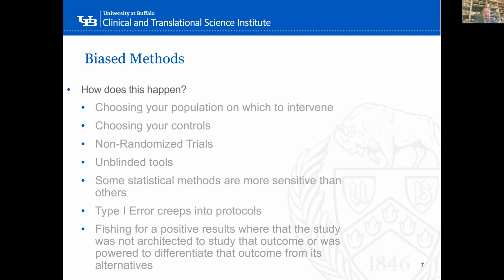And type 1 error creeps into protocols. Type 1 error is error based on chance alone, and we'll talk a little bit more about this, fishing for positive results where the study was not architected or powered to come up with that outcome.